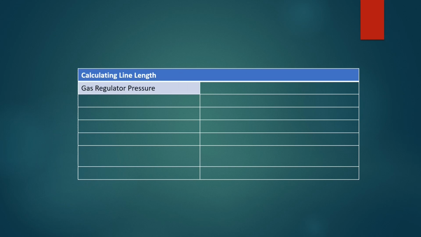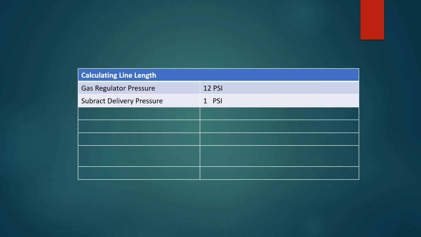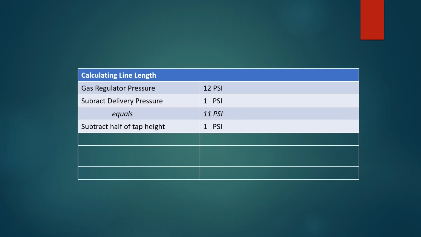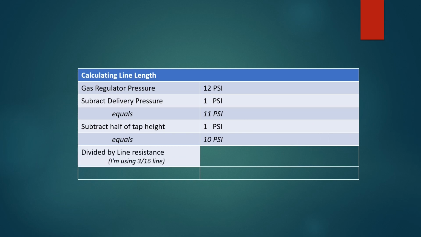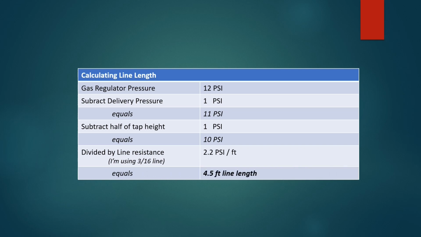We start with the gas regulator pressure, which was 12 psi. Subtract the delivery pressure of 1 psi. This leaves us with 11 psi. Now we subtract half of our tap height, which in my case is 1 psi. This leaves us with 10 psi. Now we divide that 10 psi by the line resistance, and because I'm using 3/16 line, that's 2.2 psi per foot, which leaves us with 4.5 feet as the final line length.